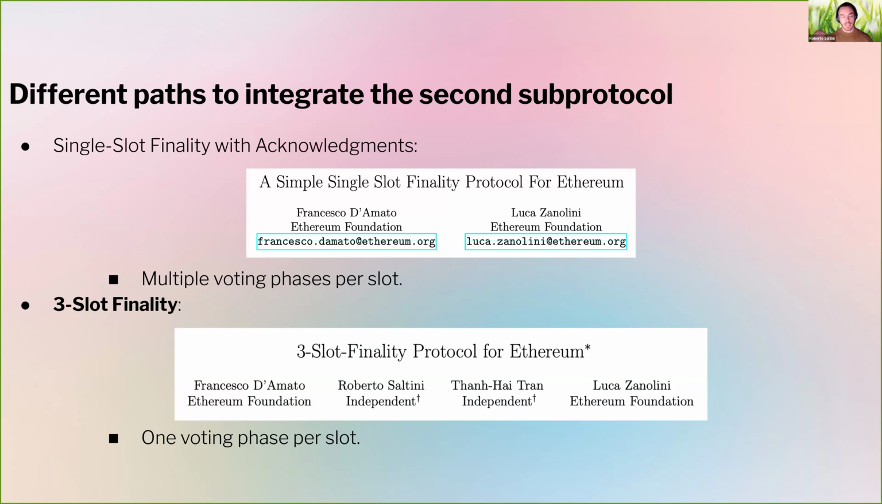To do this, we need to integrate this dynamically available protocol with essentially a finality gadget. Again, as I mentioned in the beginning when I started talking, this is a proposal for faster finality, which is 3-slot finality. There is another previous proposal by Luca and Francesco, which was achieving faster finality in one slot, but with some different trade-offs in a way. Anyway, today I'll focus on 3-slot finality. One of the peculiarities of 3-slot finality is that we have only one voting phase per slot, whereas in the other proposal we have multiple voting phases per slot, meaning that the slot was actually longer. With 3-slot finality, the major trade-off is that we get a shorter slot time.